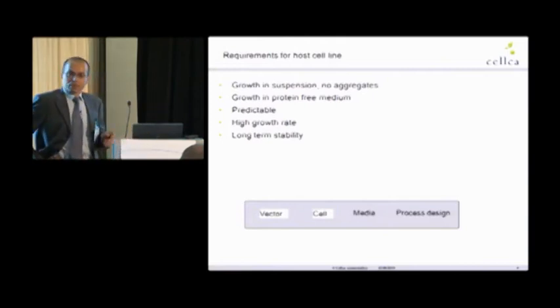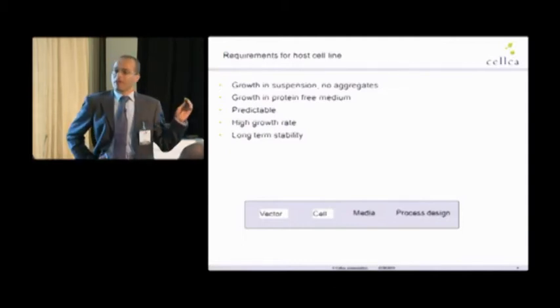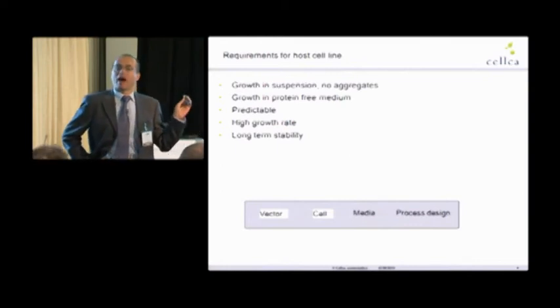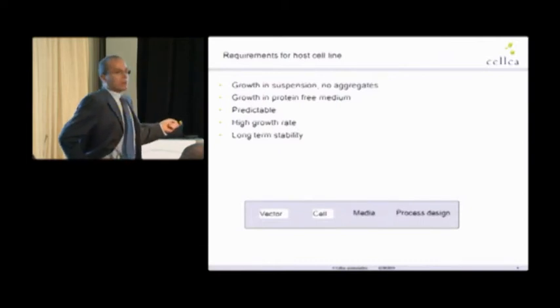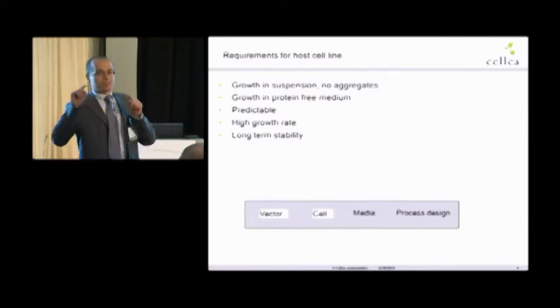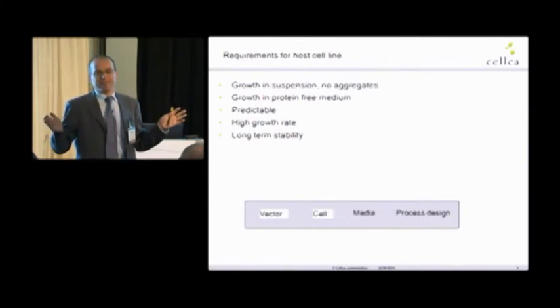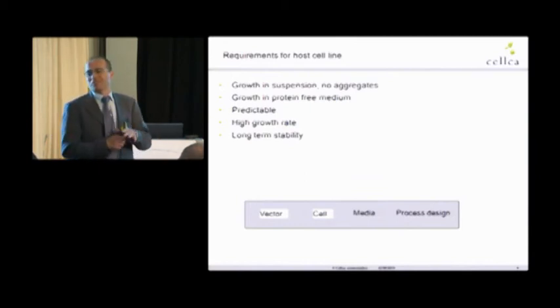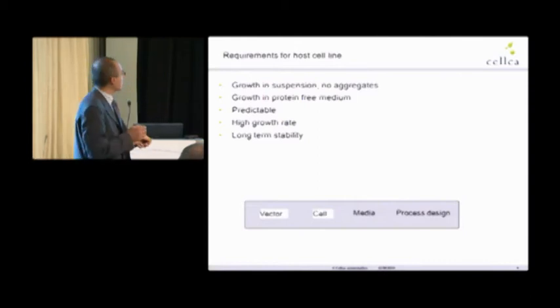Predictability. The cell line should be predictable. The cell line is not allowed to make surprises. I will show you what that means. There are many cell lines which make surprises. Surprise means unstable process later on in large scale. High growth rate is always better. I mean, with very slowly growing cells, everything is fragile, so let the cells grow higher, and if they have a high growth rate, you get high titer, and also the scalability problem is indirectly solved, actually.